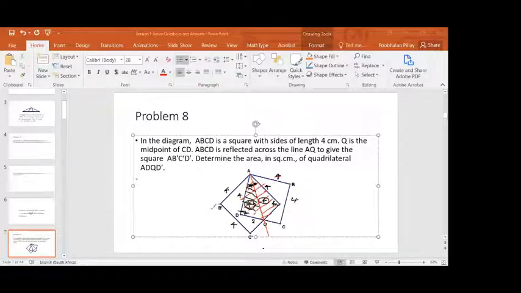So that allows us to say that the area of the quadrilateral under investigation, namely ADQD prime, is 8. Okay, we'll have to say 8 square centimeters, because for area the units are square units.